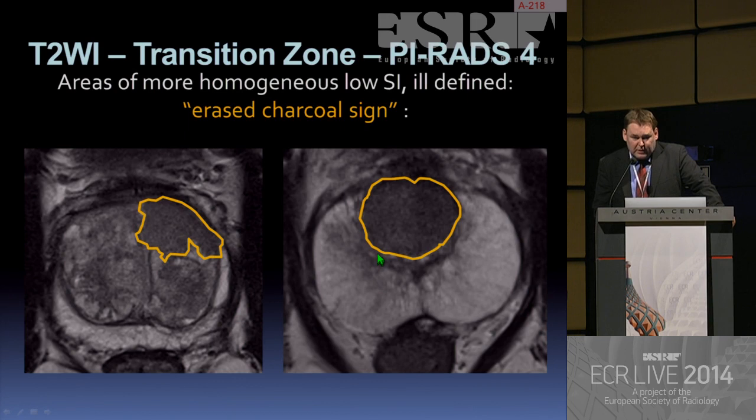What is PI-RADS 4 in the transitional zone? It is an area of more homogeneous low signal intensity and ill-defined. That's very important. It is the so-called erased charcoal sign. Why is it so? Because an aggressive malignant tumor is infiltrating the surrounding tissue, which is creating this typical matrix of erased charcoal sign.